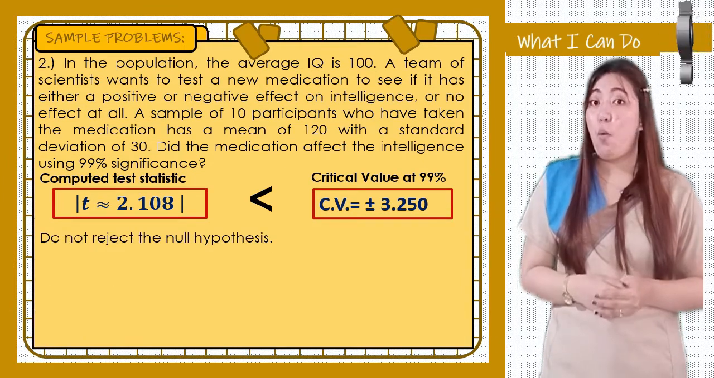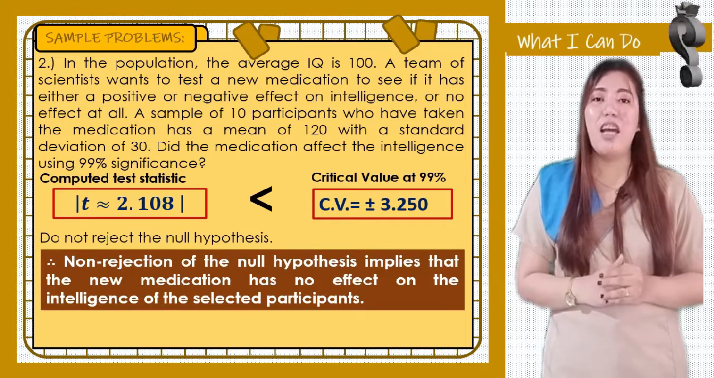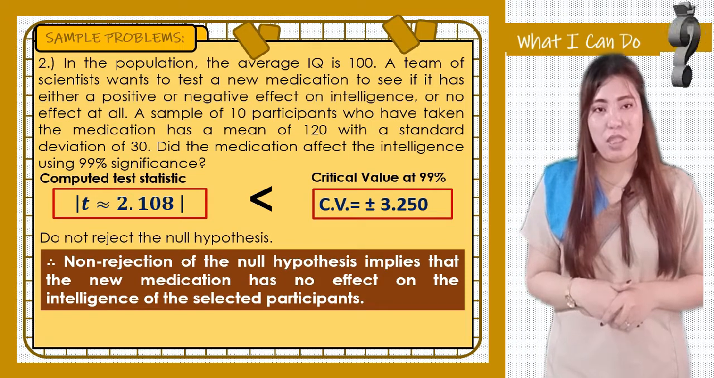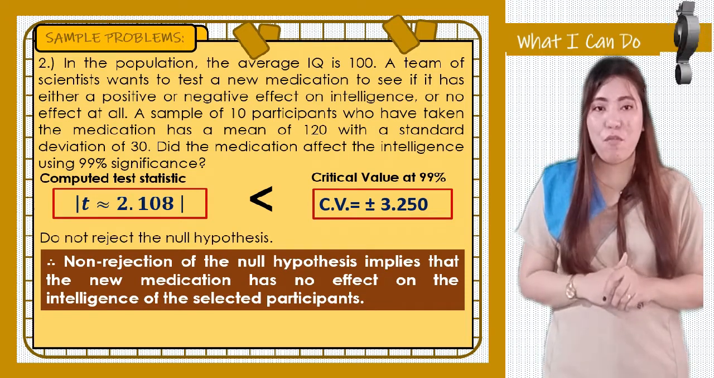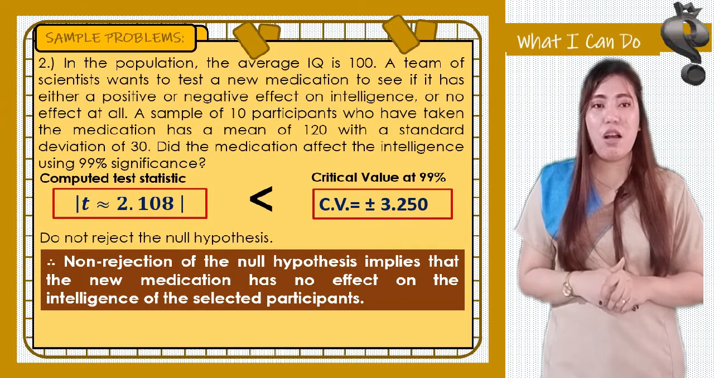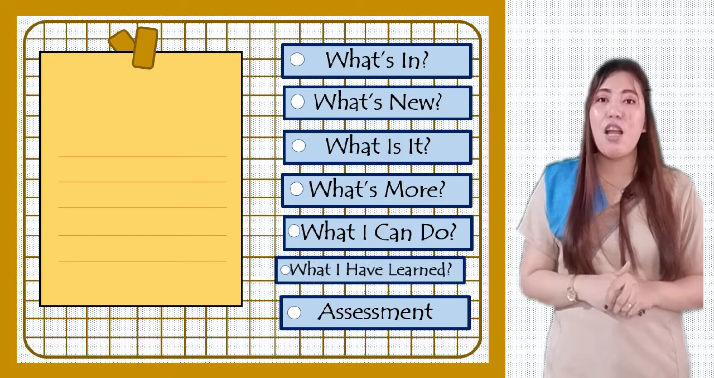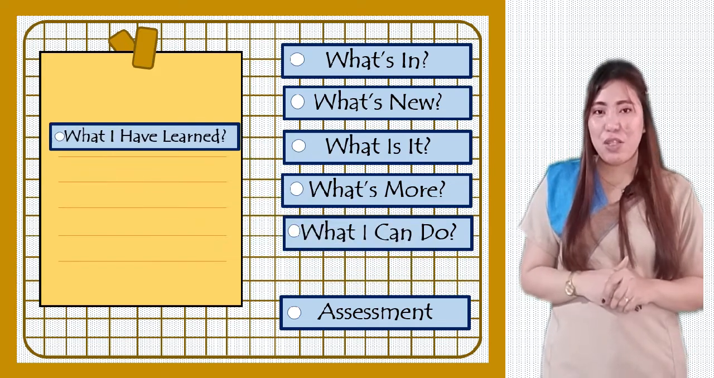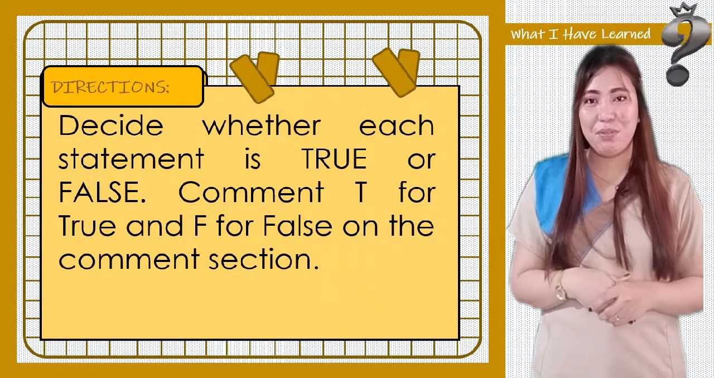Yes, we will not reject the null hypothesis. Non-rejection of the null hypothesis implies that the new medication has no effect on the intelligence of the selected participants. Great job, grade 11 students. Moving on to our next activity.